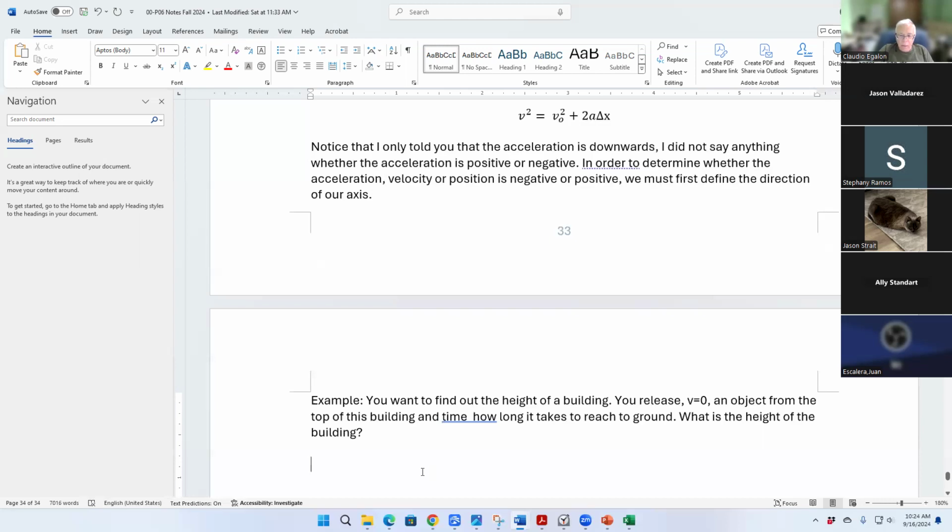Solution, right? Okay, so it's like that. From the top of a building is better. And time how long it takes to reach the ground. What's the height of the building? Okay. Solution.